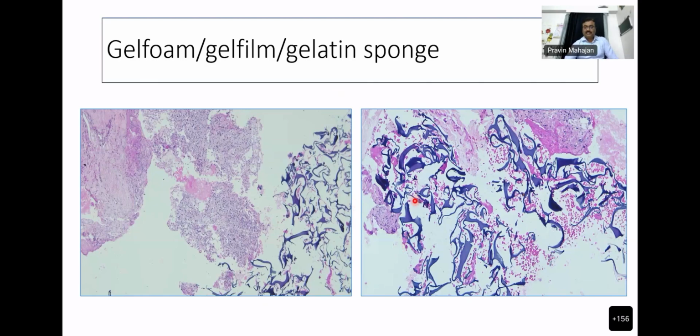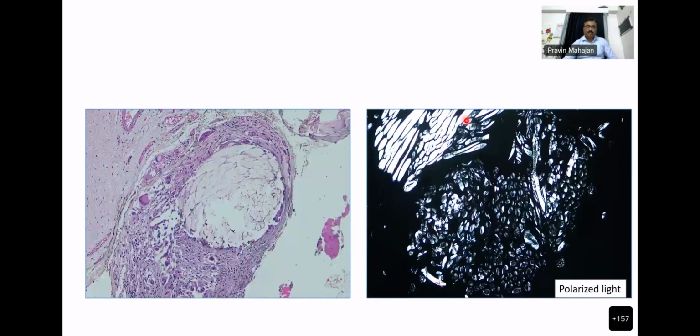After the processing and staining, this gelatin looks like this. There are films of different sizes, blue films, and you can see that there is some blood in between, and this is how you identify the gel foam. Now in this image on the left side, you can see something which looks quite refractile even in H&E and is producing a foreign body type giant cell reaction. This is nothing but a suture granuloma in a tissue.